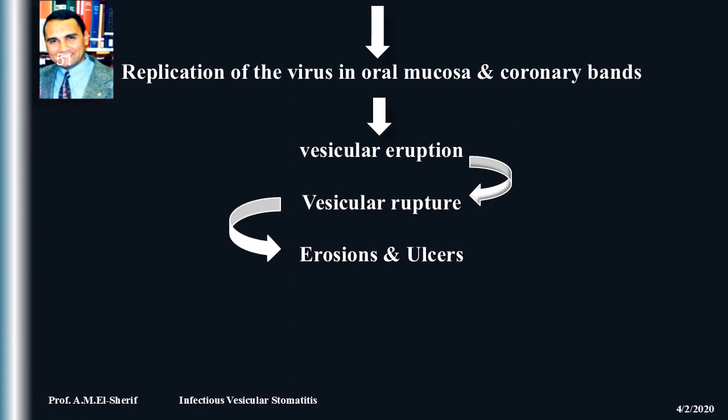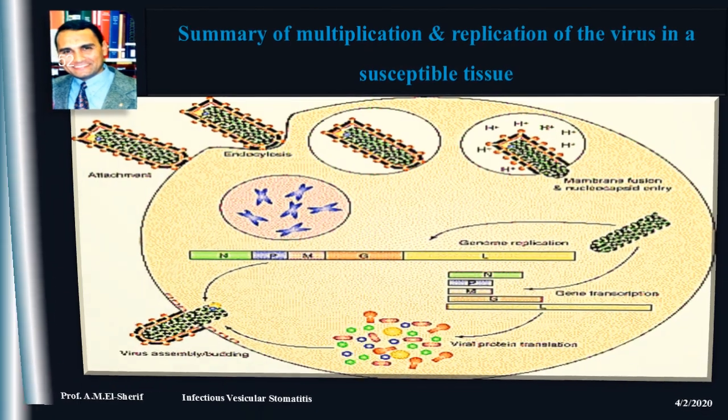All the explained later processes of viral replication will occur in the oral mucosa and the coronary bands of infected animals or humans. The clinical signs appear as vesicular eruption that changes into vesicular rupture, and then when the basal membrane is loosened, erosions and ulcers are present. Unfortunately, secondary bacterial infection invasion will occur.